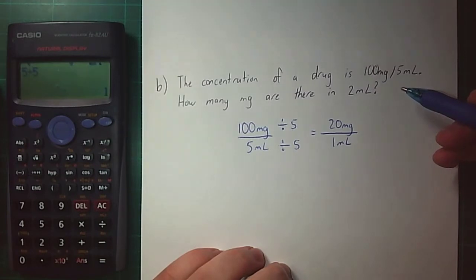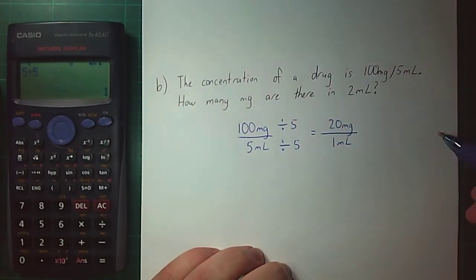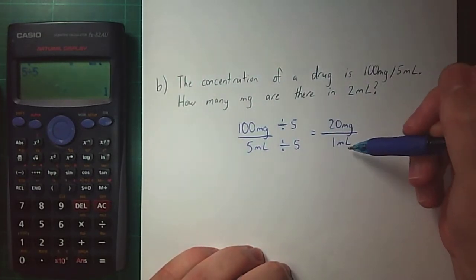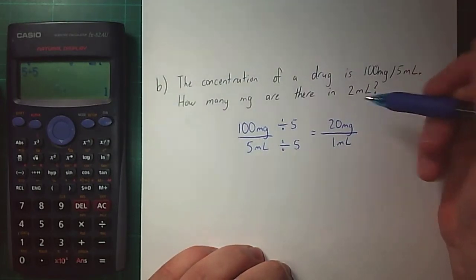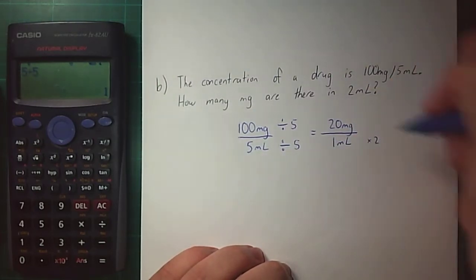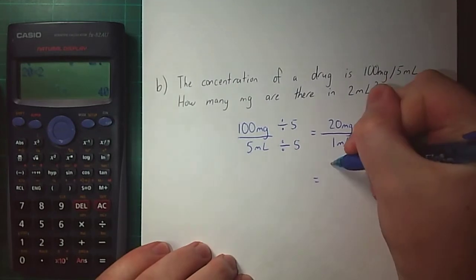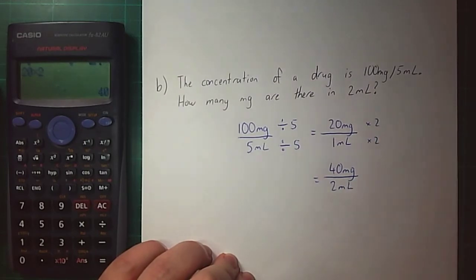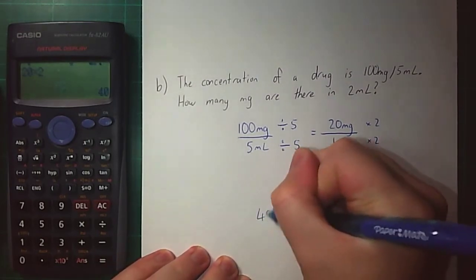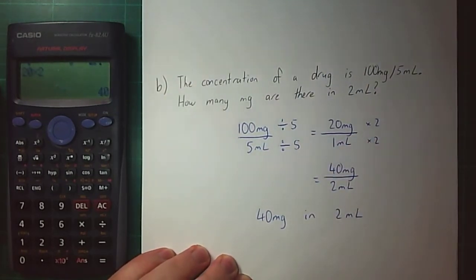Sometimes when you're trying to figure out a question and it's getting a bit too hard, you just take it back down to 1. Which is where that idea comes from. So if there's 20 milligrams in 1 milliliter, now I can just times the top and bottom by whatever number I want so I can get to this number. So to get from 1 to 2, I just have to times it by 2. So I'm going to times the bottom by 2 and the top by 2. And we're going to get, 20 times 2 is 40 milligrams over, 1 times 2 is 2 milliliters. So there are 40 milligrams in 2 milliliters, just like the question asked us to do.